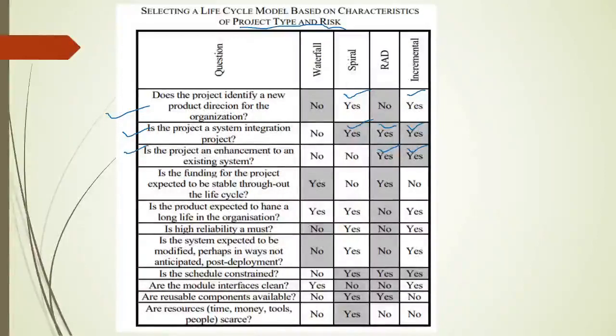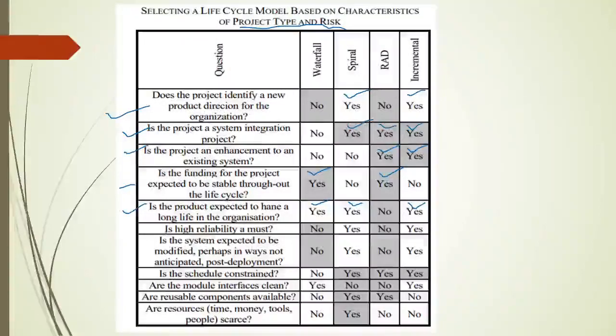Is the funding for the project expected to be stable throughout the life cycle? That means the budget you have decided is going to remain stable, or it is going to keep on changing. If it is going to be stable, then you can go for the waterfall model or rapid application development model. Next, is the project expected to have a long life in the organization? Then go for the waterfall model, spiral model or incremental model.